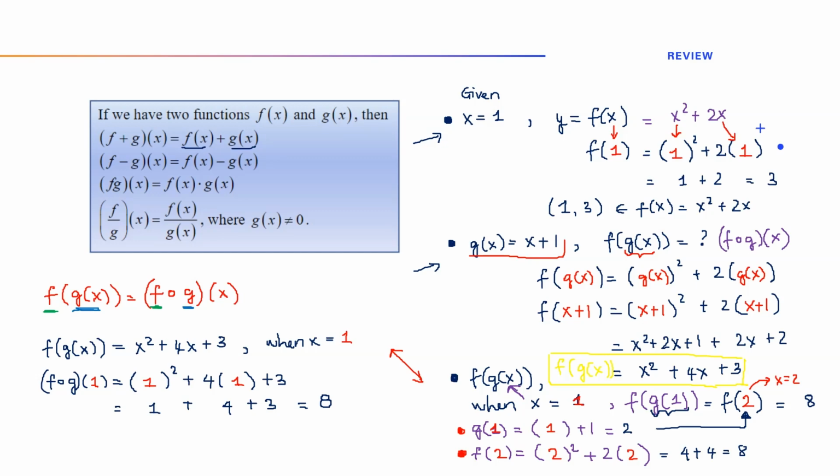So the answer has to be the same, but the difference is this one finds the value of g of 1 first, then plugs in, right? Evaluate it again with f. For the second method right here, we find the function that represents f of g of x, then we plug in the value. Alright, let's start practicing some questions about this.